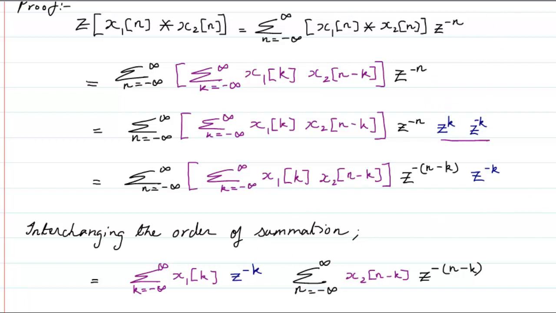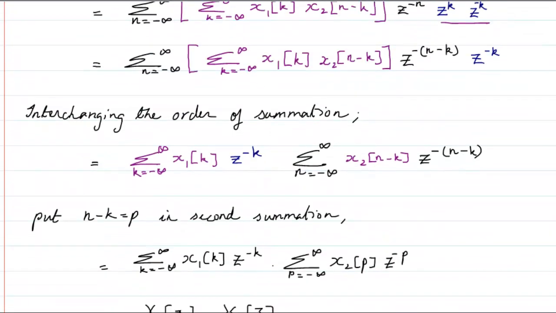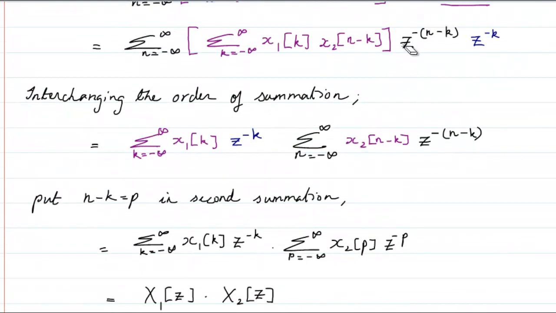So now interchanging the order of summation, what I do is I take the k portion. Only functions which are having k, which are those functions? One is x1 of k and another is z of minus k. So these I take outside, and the n and n minus k functions are written together, which I have written here.